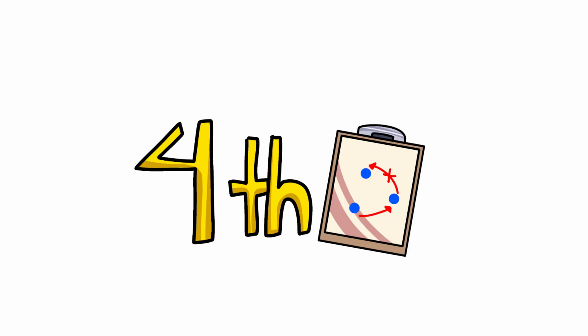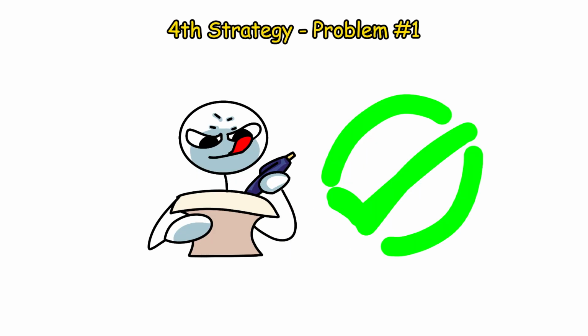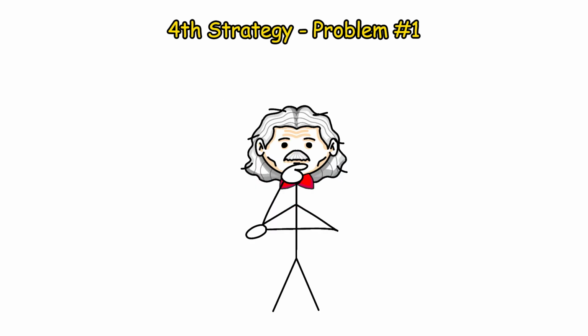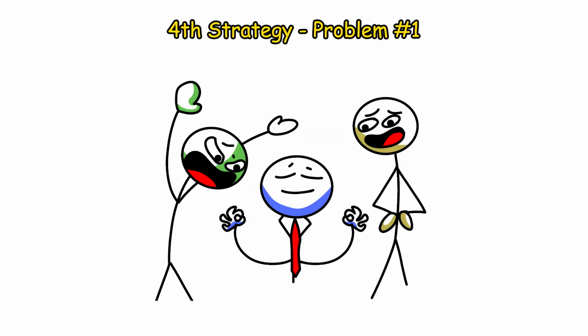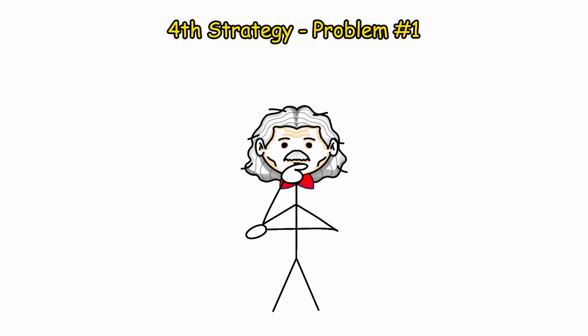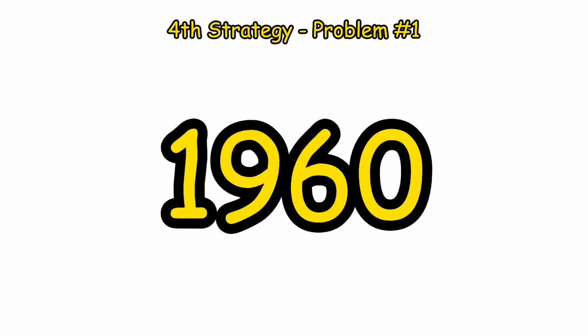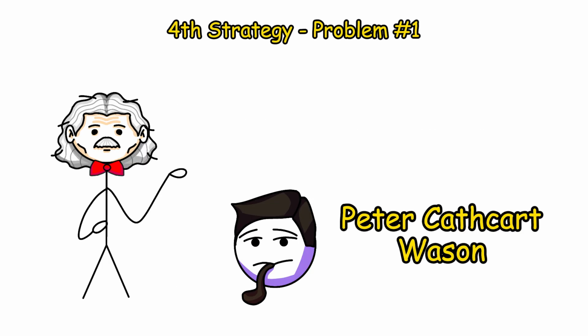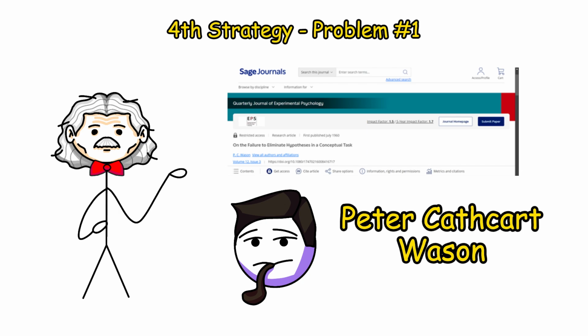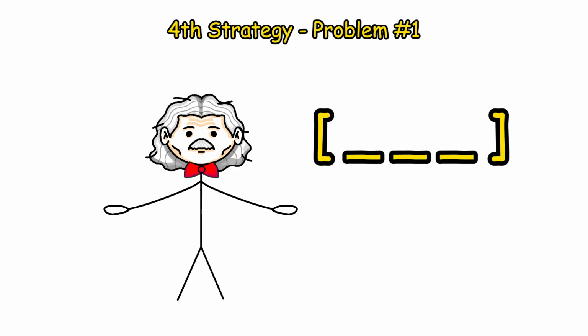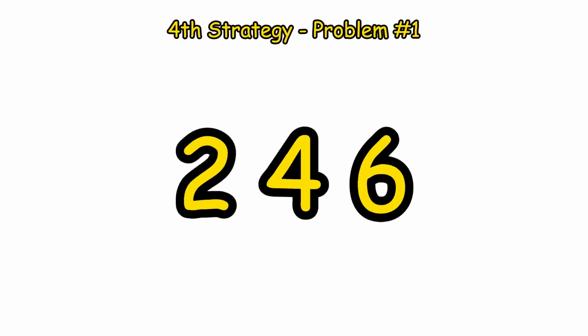The fourth strategy makes us filter information by giving more importance to the information that confirms our existing beliefs. On the contrary, it makes us ignore those that contradict them. Have you ever heard of the three-number test? In 1960, British psychologist Peter Cathcart-Wasson devised an experiment that became famous in the study of deductive reasoning. Participants were shown a sequence of three numbers, such as 2, 4, and 6.